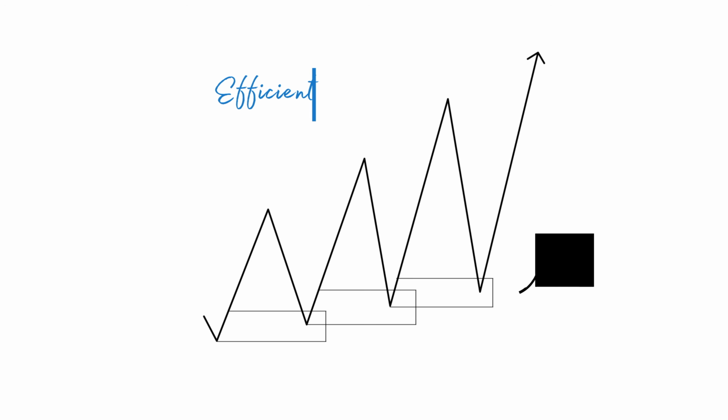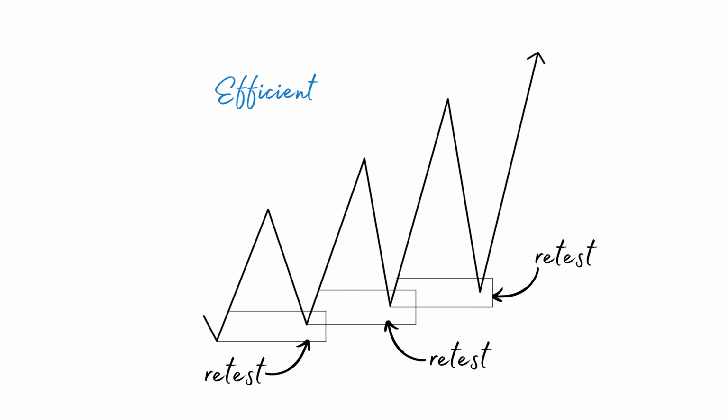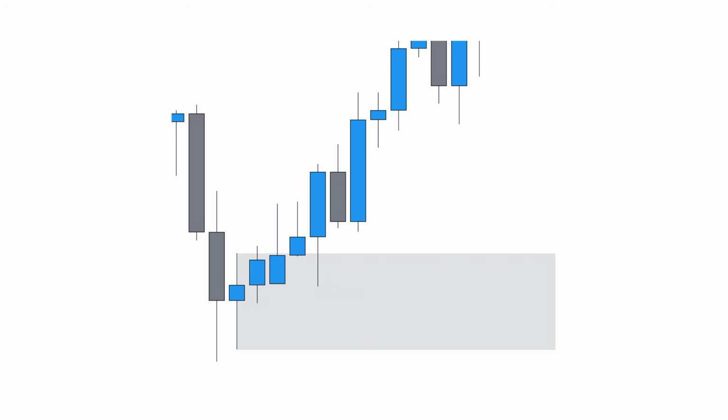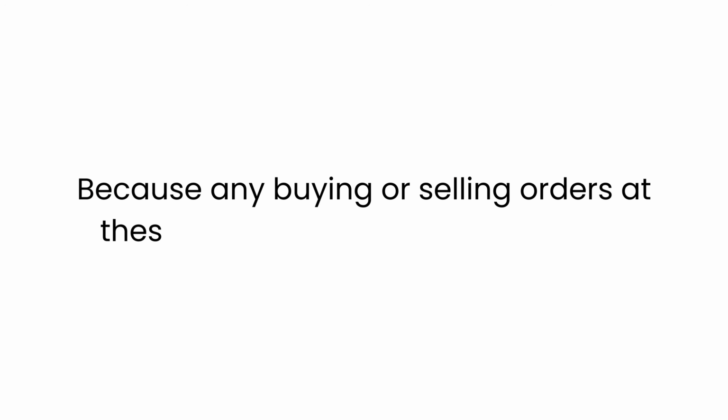Inefficiency or efficiency in a market generally refers to whether a zone has been retested or not. A couple examples. Efficient markets look like this, where all zones have been retested, and inefficient markets look like this, where zones are left without retests. I see some people trying to trade out of supply or demand zones that have already been retested by wicks or full bodies. These zones are low probability. Why? Because any buying or selling orders at these levels have already been met. The orders have been filled.